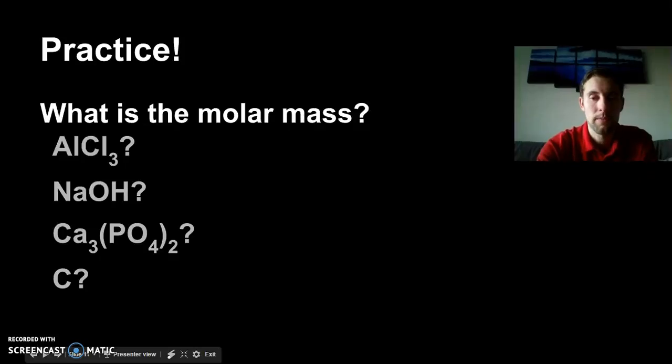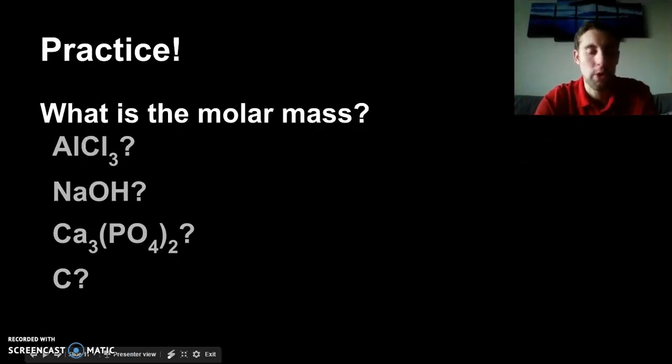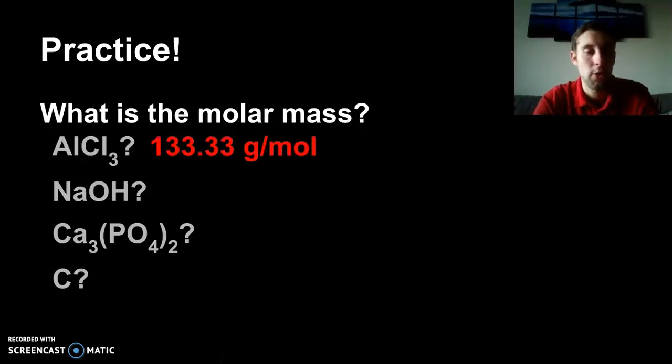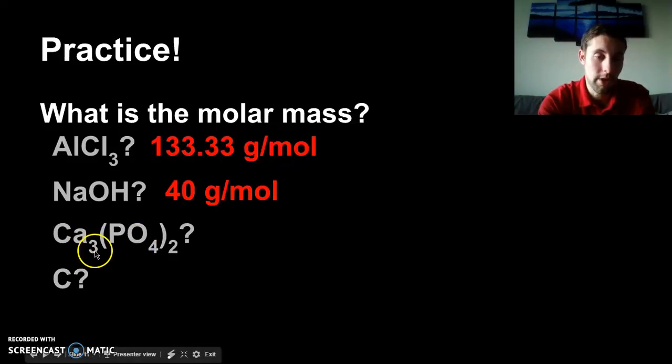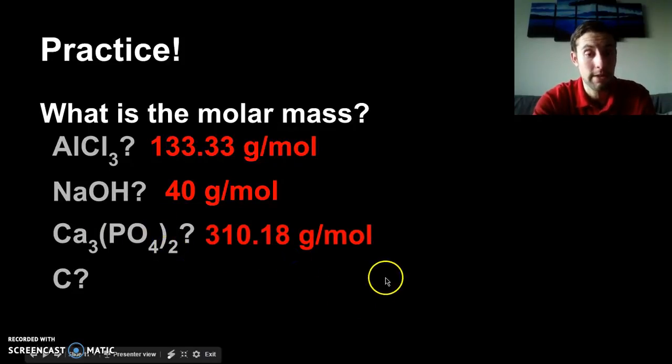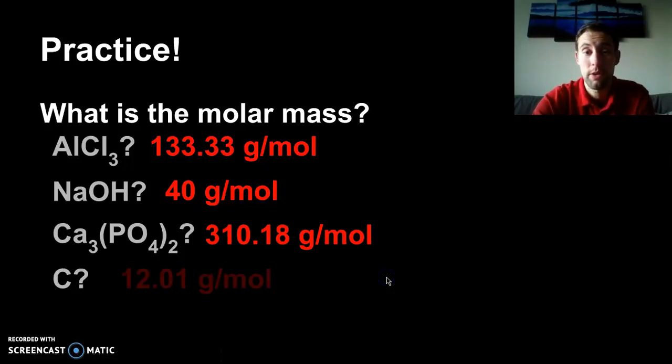All right, so it says practice. Really just going to show you that these come out to different masses. Like aluminum chloride's got a mass of 133.33 grams per mole. Sodium hydroxide's got a mass of 40 grams per mole. That one comes out awfully round. Calcium phosphate here, these little 3's and parentheses and subscripts will get more complicated. We'll go through how to do those later. It's got a larger molar mass. Carbon, nice and simple. It's just the number beneath it on the periodic table, 12.01 grams per mole.